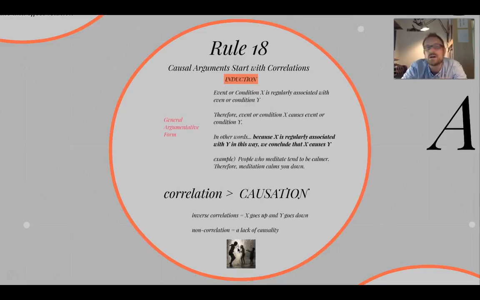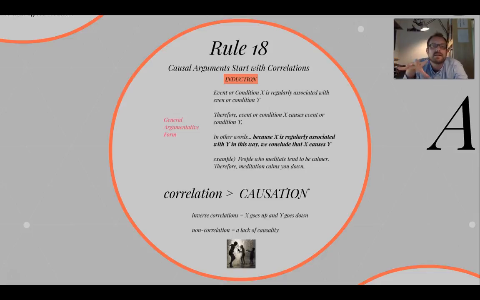Now, let's jump into the rules of reasoning. As you know, this video series is organized according to these rules of reasoning. Now, let's take a look at Rule 18. Rule 18 is the idea that causal arguments start with correlations.